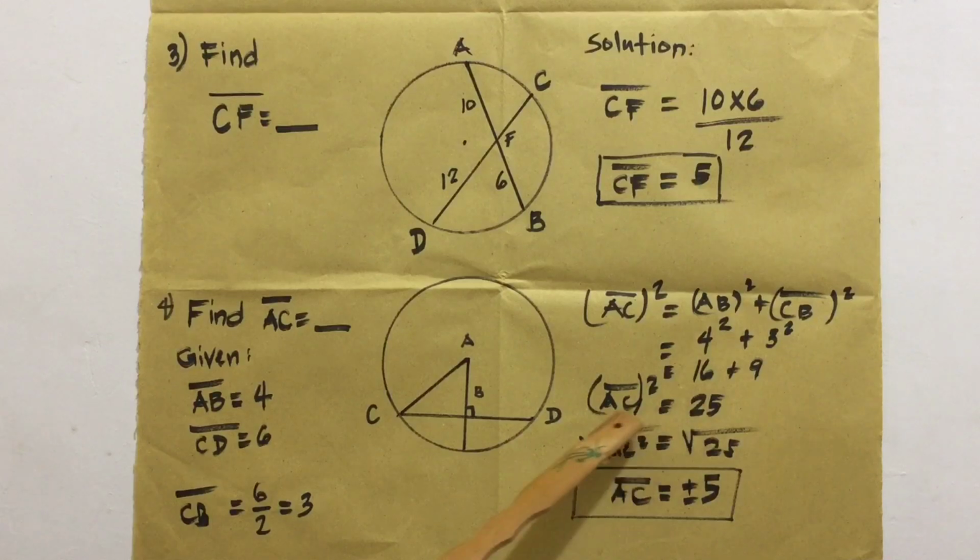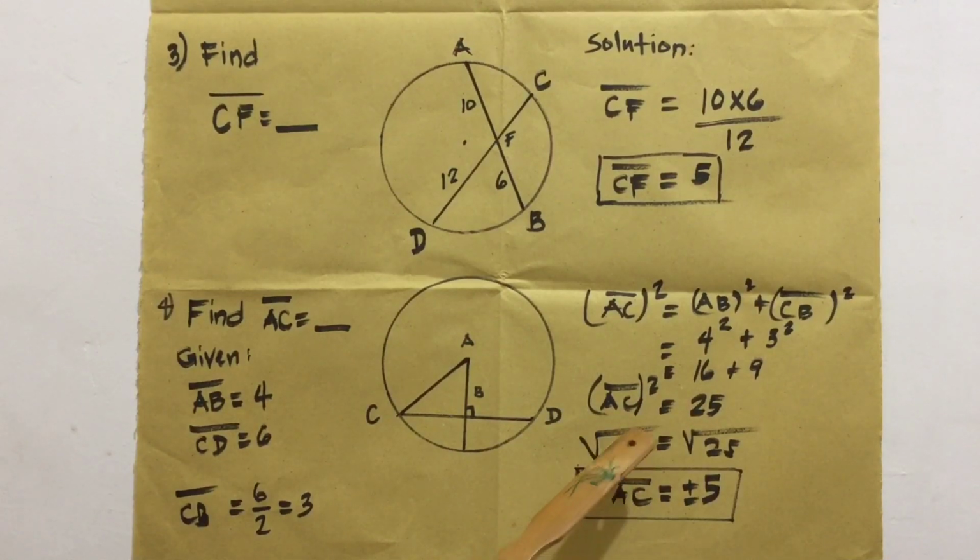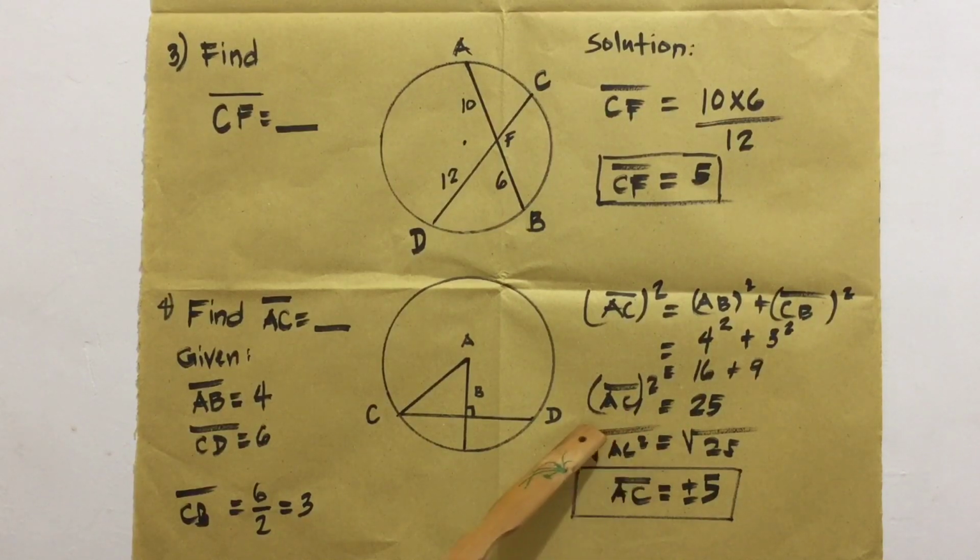And we take the square root of both sides in order to eliminate the exponent. Remember, in the square root there is a silent index of 2. Eliminated now, the remaining is AC. So segment AC is equal to the square root of 25, which is positive and negative 5. Our answer is, we concentrate on the positive result.